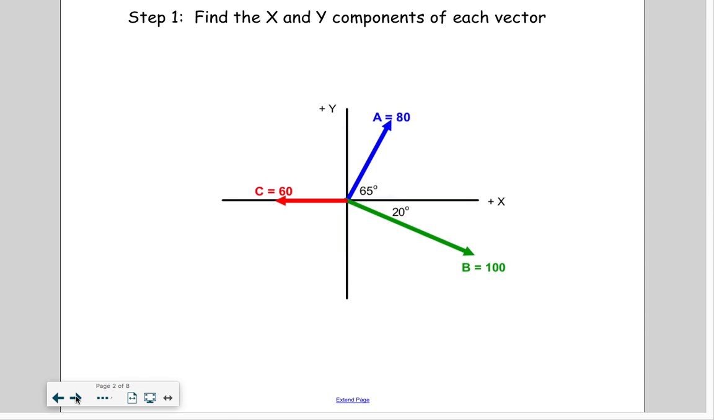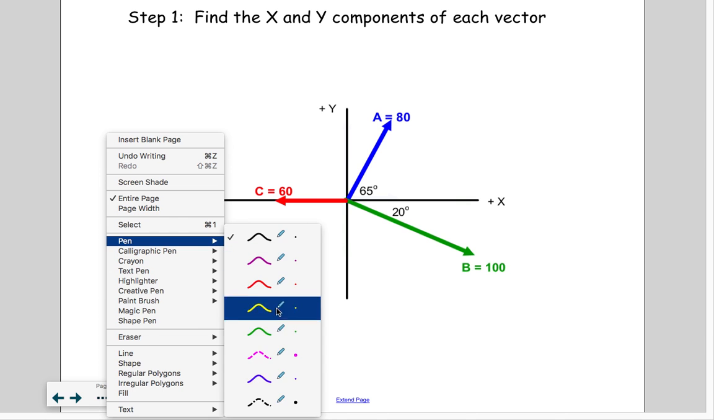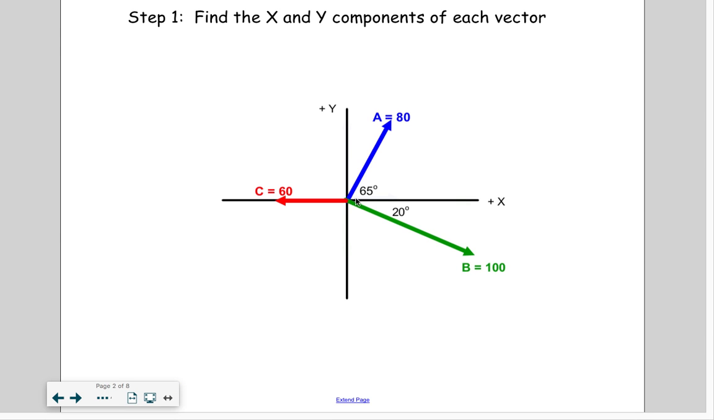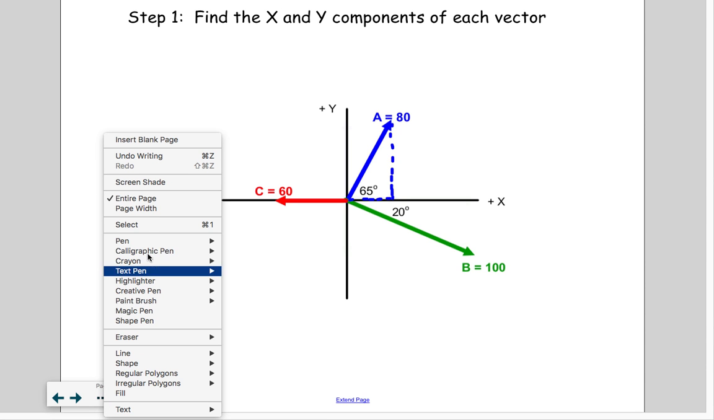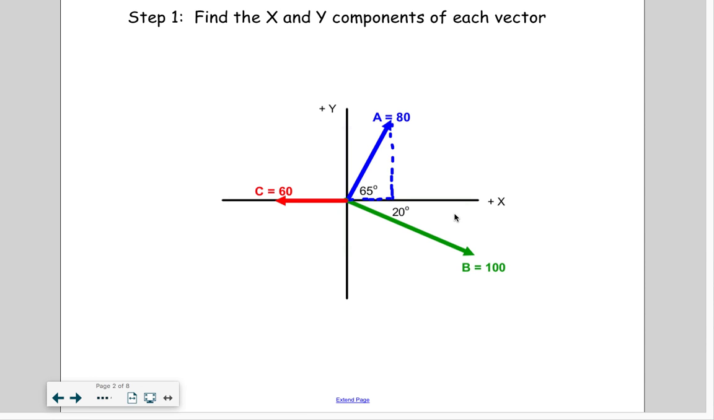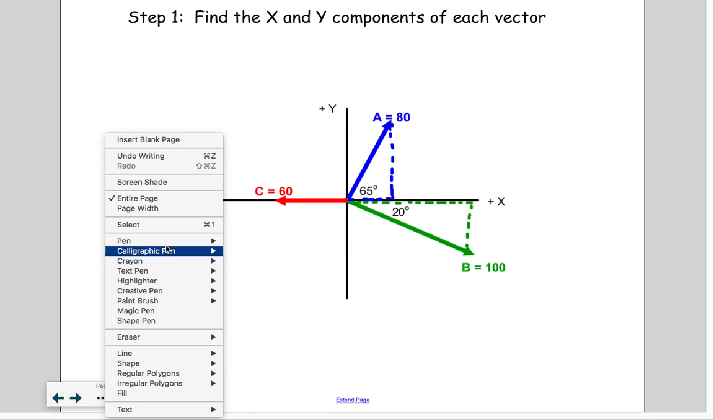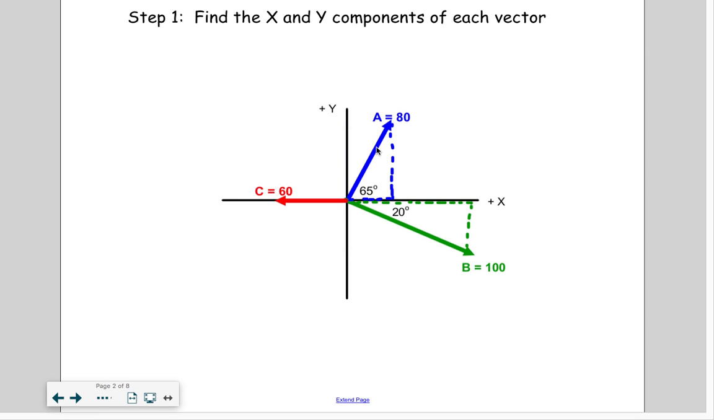Alright, so I'll fill them in. We'll go color by color. Here are the x and y components that we are going to create for the blue vector, and here are the x and y components for the green vector. And then the red vector doesn't have any components. It is the way it is.